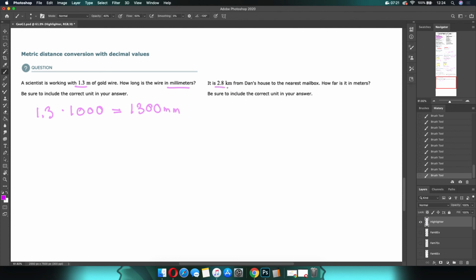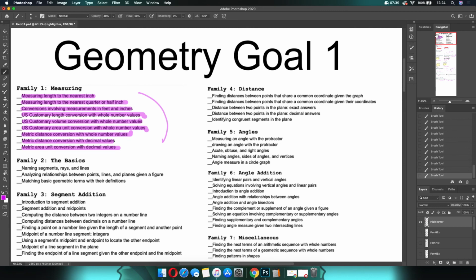Now we're going from kilometers to meters. We're going smaller, which means we're multiplying again. So 2.8 times 1,000 equals 2,800 meters. And that's everything you need to know for measuring.